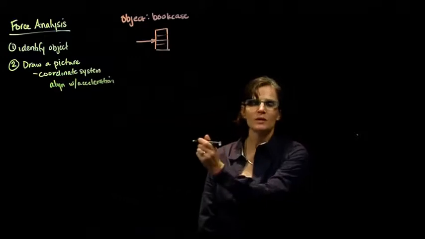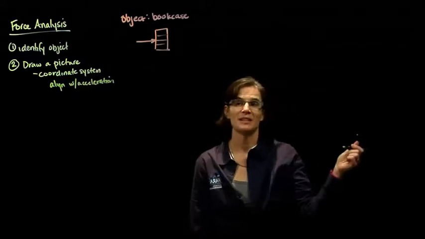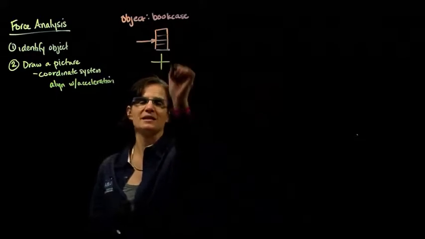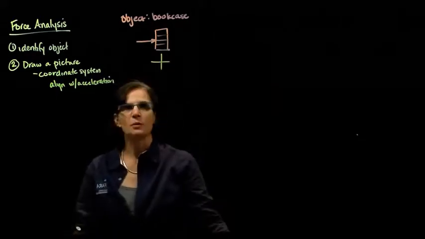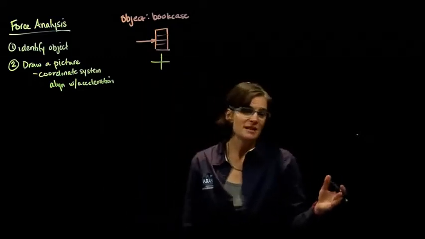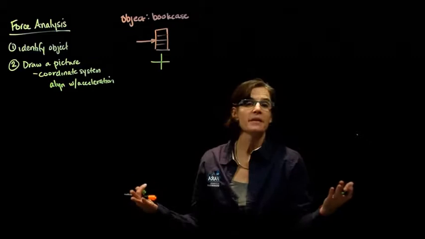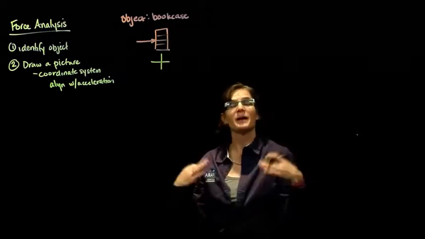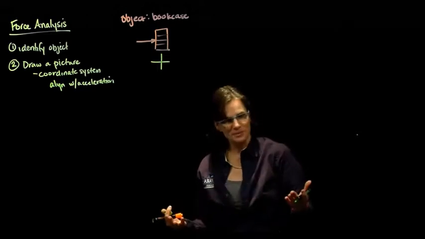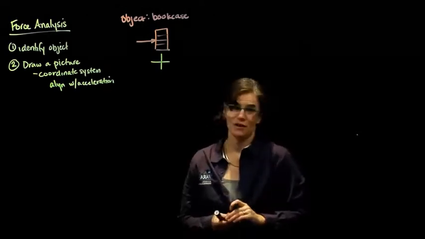So if the acceleration is along the horizontal axis, I will want a coordinate system that is aligned with that horizontal axis. And we'll use that coordinate system then on our free body diagram. If, for example, I was moving that bookcase up a ramp and accelerating it up a ramp, then I would want to align my coordinate system along the ramp. It'll make problem solving a lot easier in our analysis.